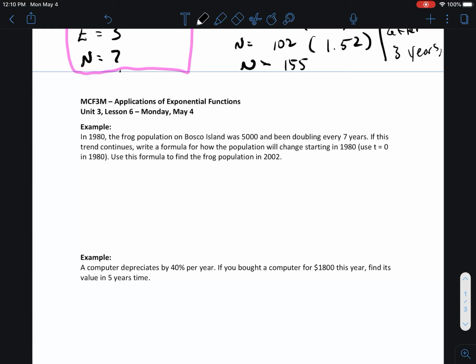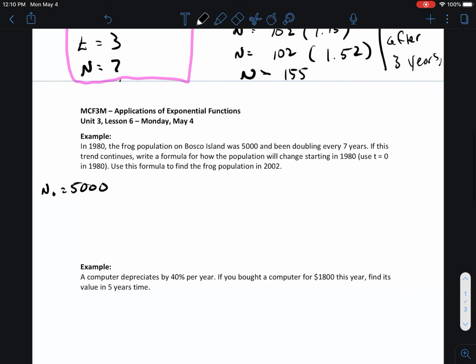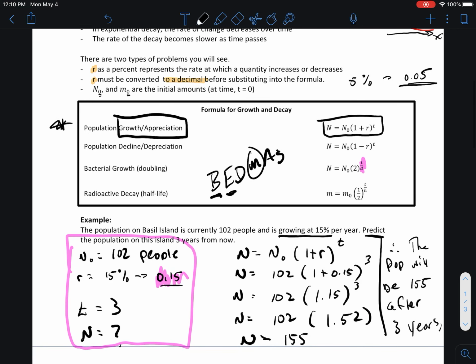Okay, so this is where I'm going to be able to emphasize the difference in this exponent here, okay? And I'll write down, I'm going to start the exact same way. I'm going to start my list of things, right? So I'm going to say, okay, what's my initial value? So n naught is going to be 5,000, right?